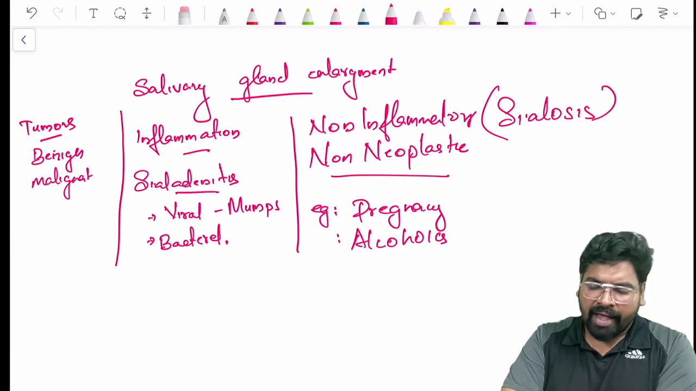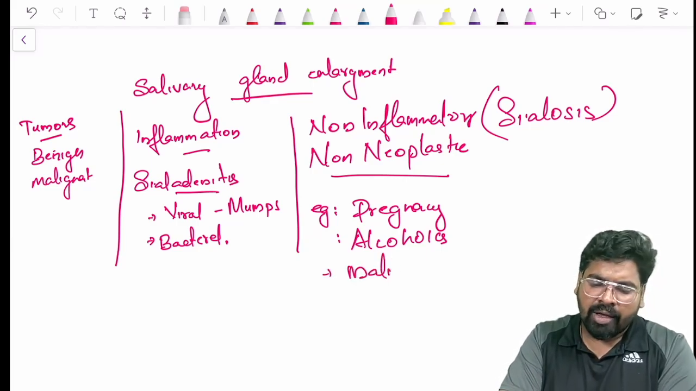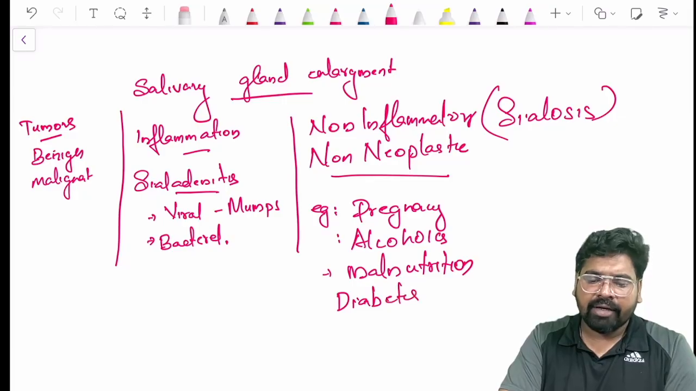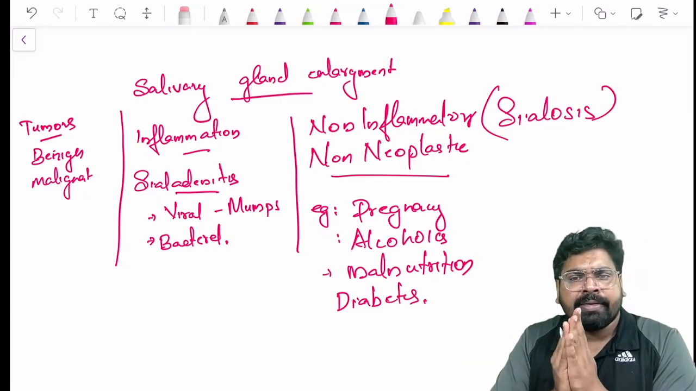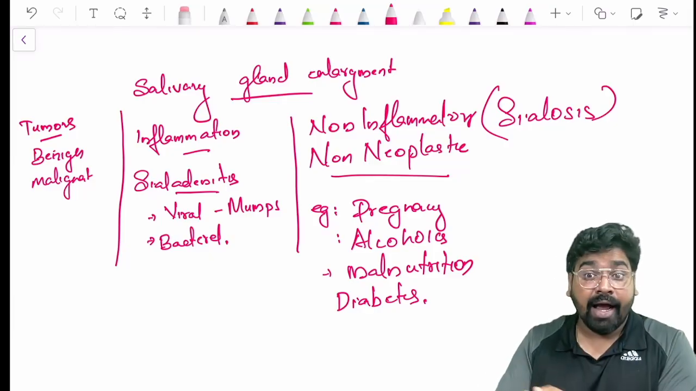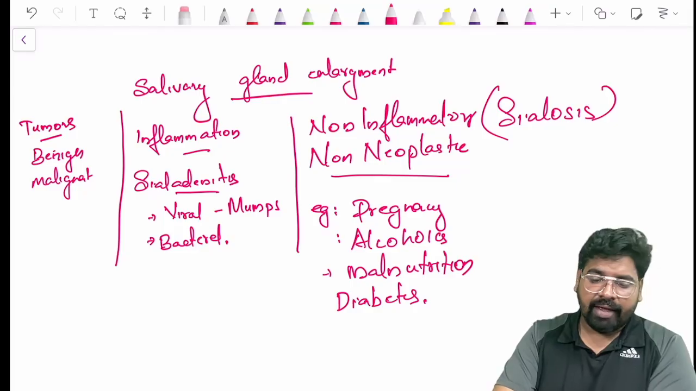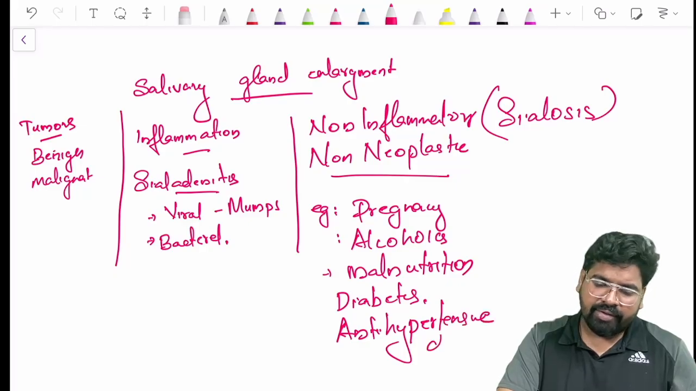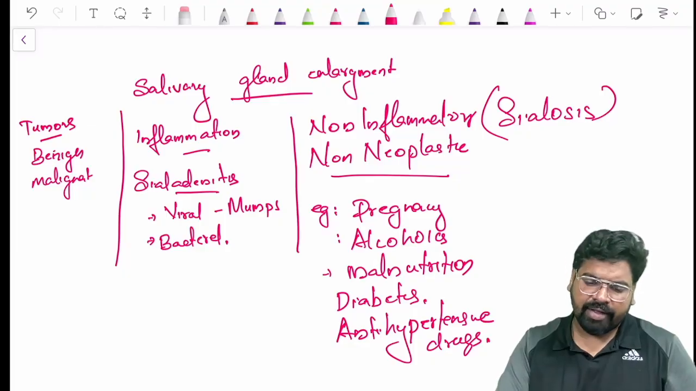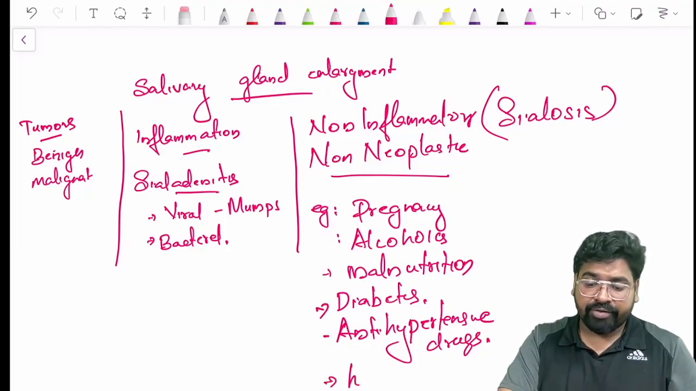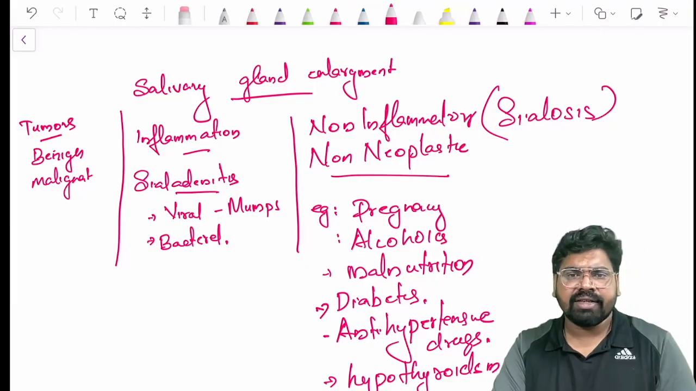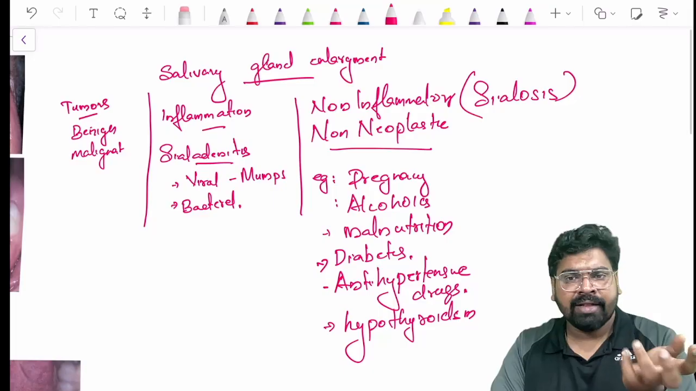Besides alcoholics, you can see it in malnutrition cases, in diabetic people, and in people taking drugs for BP, anti-hypertensive drugs. Then also in hypothyroid patients. So these are certain conditions of non-neoplastic, non-inflammatory origin, that is sialosis.